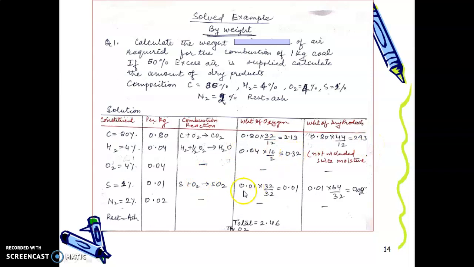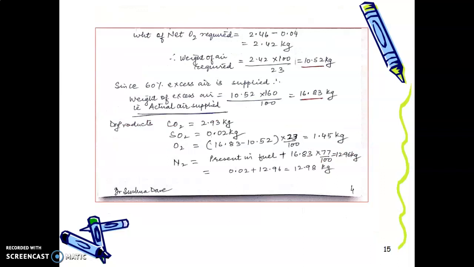Similarly, for sulfur, we can calculate it as 0.02. We are not using moisture because it is a dry product and moisture is not included in it. Now, the total value of dry products will be all four gases. As we have learned in the rules, CO2 2.93 kg, SO2 0.02 kg, oxygen. How will oxygen be calculated?